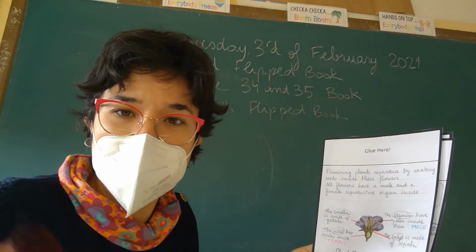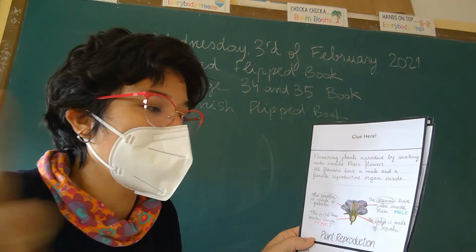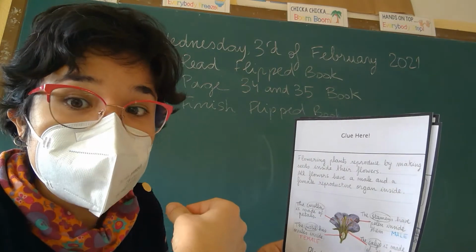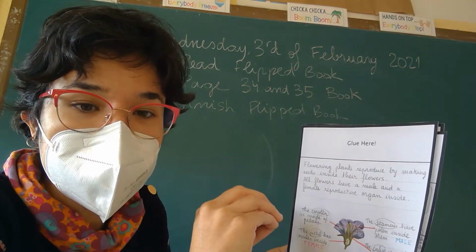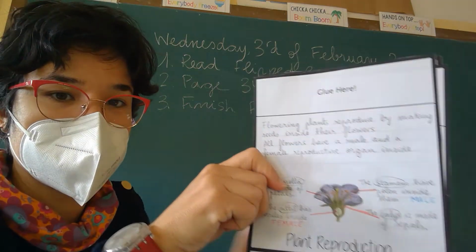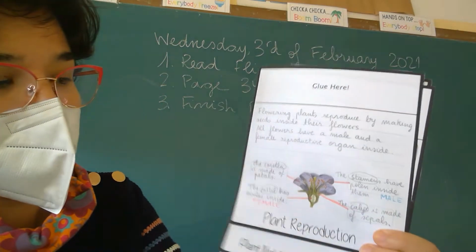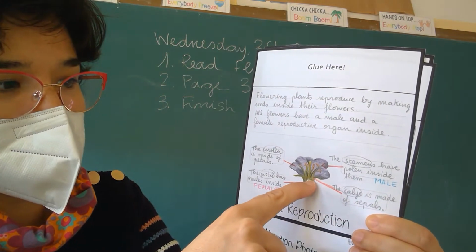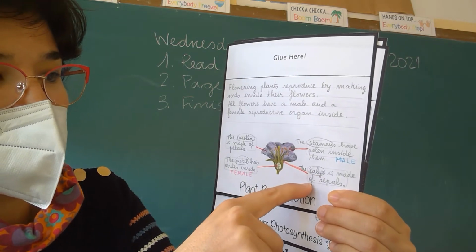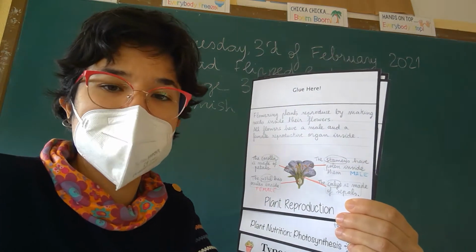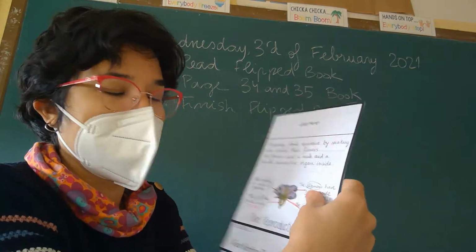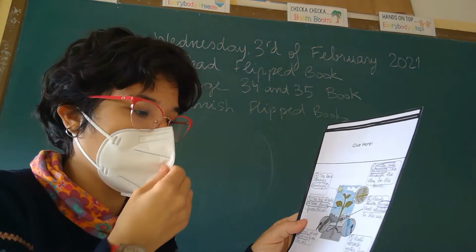Okay, here we cannot see the stamens. Remember that the stamens with the pollen are the male part of the plant. Okay? And then the last, down here, the calyx is made of sepals. Sepals is this green part. Okay? Let's turn to the next page.